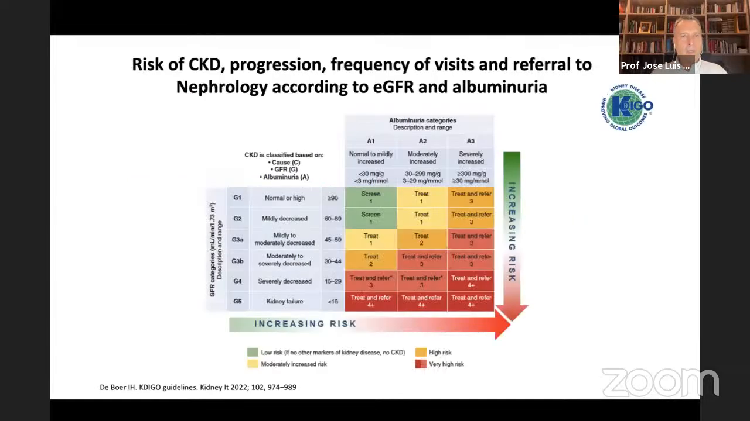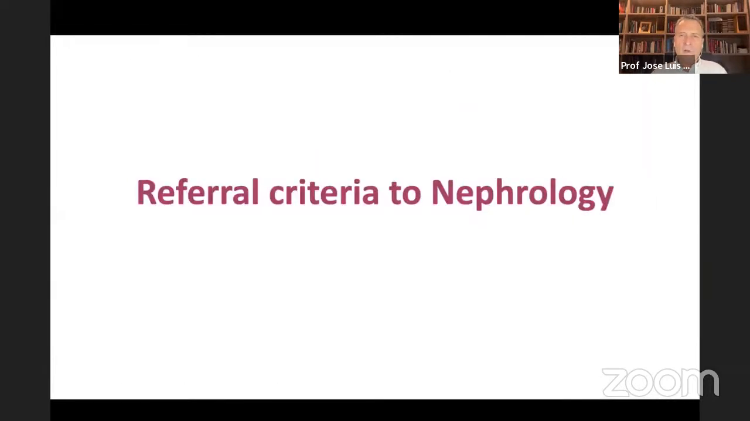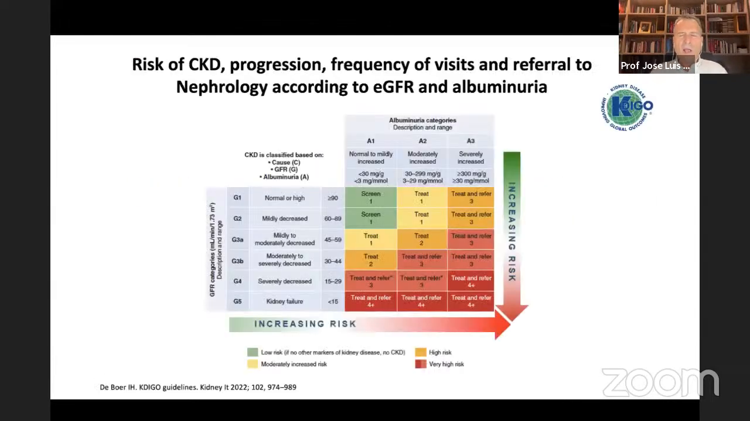And the next point is the referral criteria to nephrology. Several guidelines talk about when to refer the patient to nephrology. The importance is to work together: primary care, other specialists, and nephrologists. And this is the risk of progression and frequency of visits and referral to nephrology according to KDIGO guidelines. The number of visits is marked in its area, and in red are the patients with high risk.